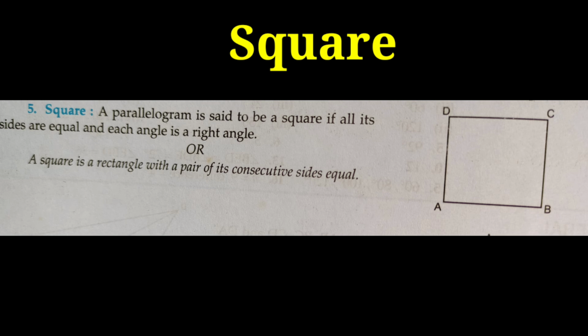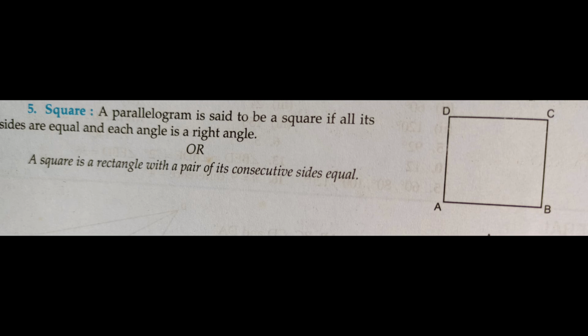A square is a parallelogram. Remember it. A parallelogram is said to be a square if all its sides are equal and each angle is a right angle. Each angle is a right angle. That's a very important thing. A square is a rectangle with a pair of its consecutive sides equal.